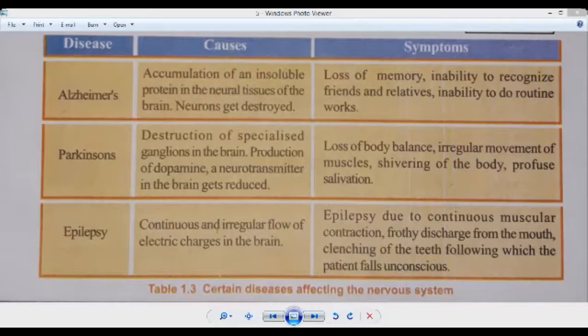Next, the symptoms of epilepsy. One of the symptoms of epilepsy is continuous muscular contraction, because the reason for that is continuous and irregular flow of electric charges to the brain. Then, frothy discharge from the mouth, and saliva will be coming out from the mouth in an uncontrolled manner. Then, clenching of the teeth, following which the patient falls unconscious. So, we are going to start with that.